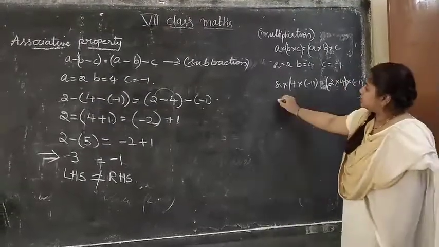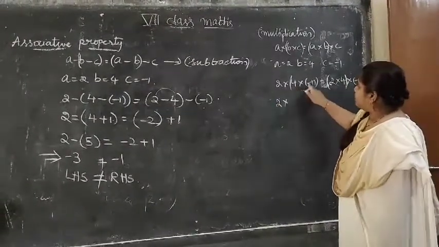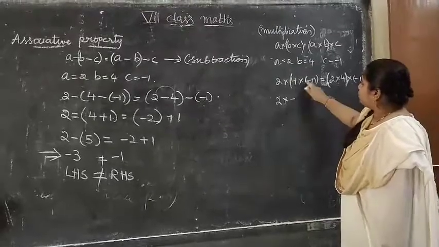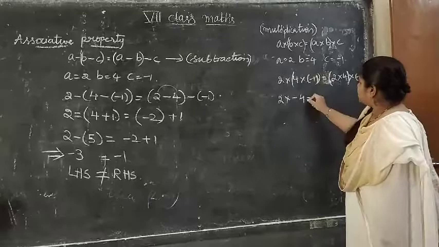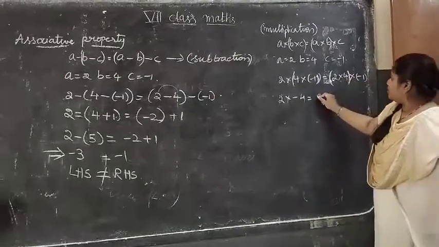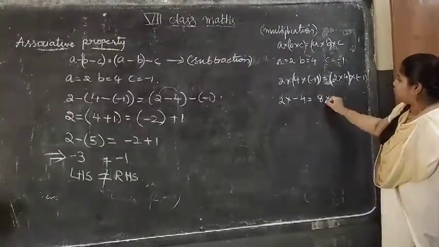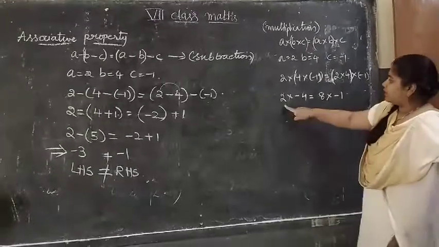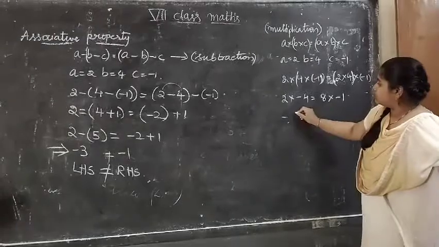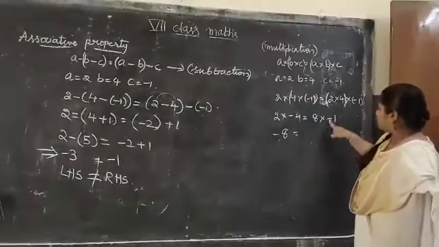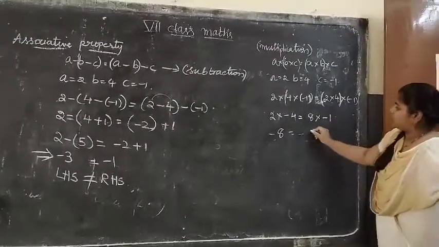Now multiply this. 2 into plus into minus will be minus. 4 ones are 4, is equals to 2 fours are 8 into minus 1. So multiply the two integers. Plus into minus, minus 2 fours are 8. Plus into minus, minus 8 ones are 8.